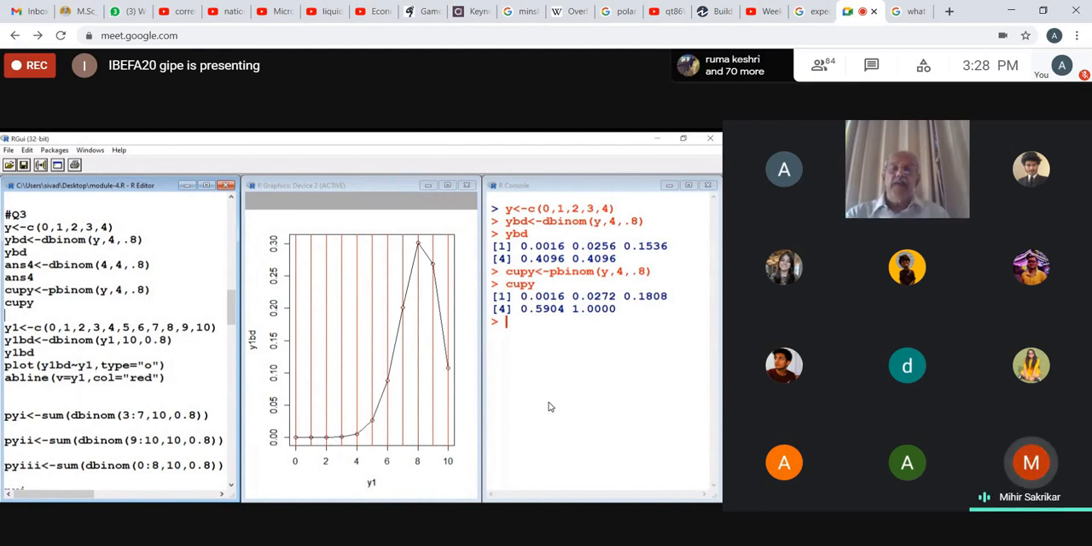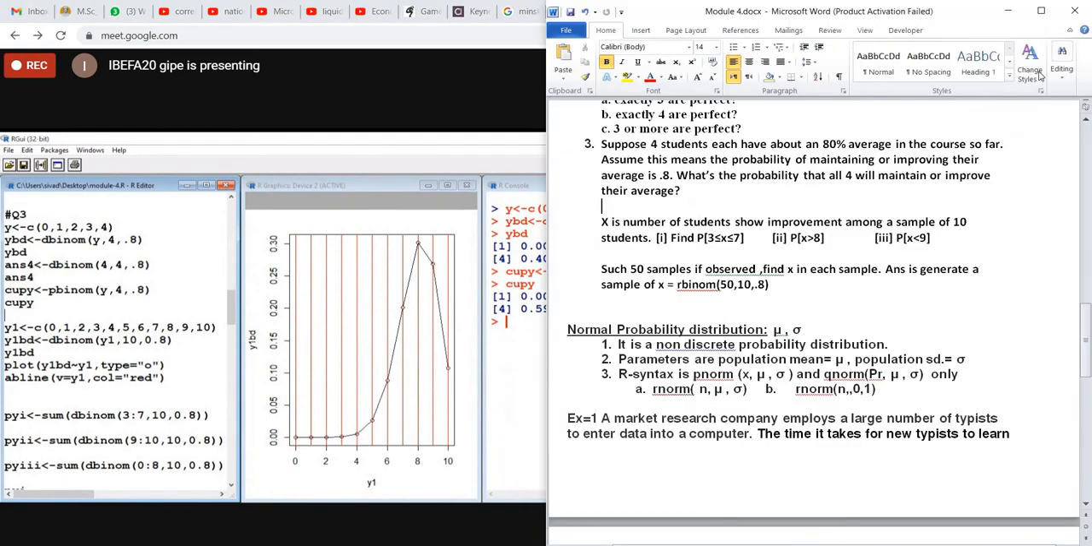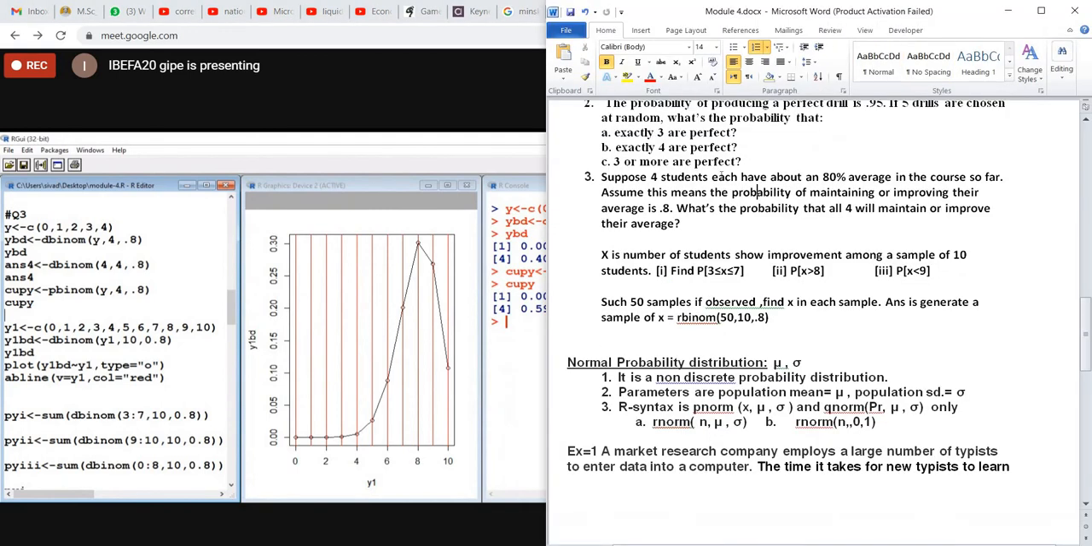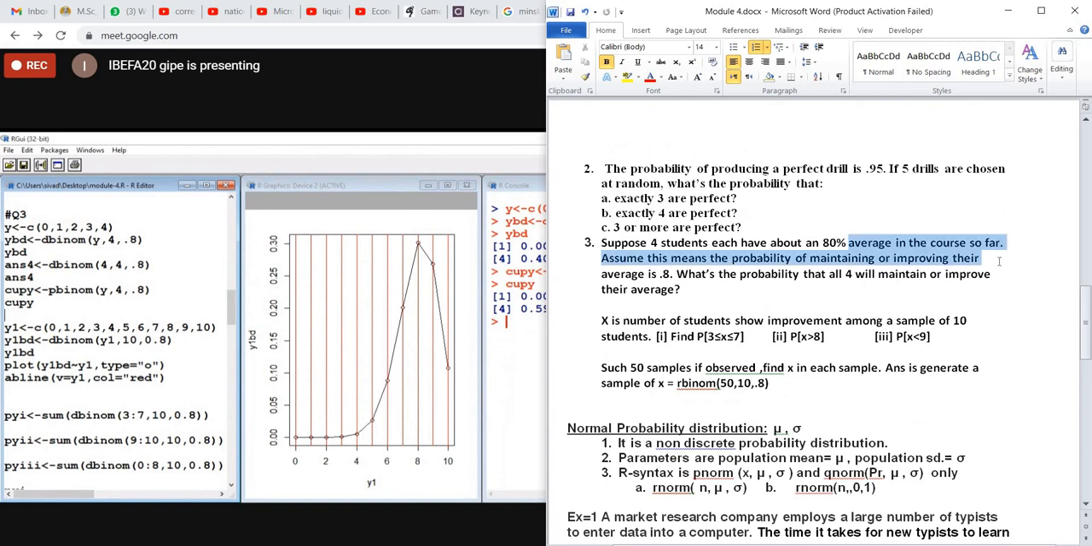That is the probability of 1 for the first trial. For y equal to 0, 0.0272 is the probability for y equal to 0. Then y equal to 0 plus y equal to 1, 0.1808 is the probability for 0 plus 1 plus 2. 0.5904 is the probability for 0 plus 1 plus 2 plus 3, and 1 is the probability for all.